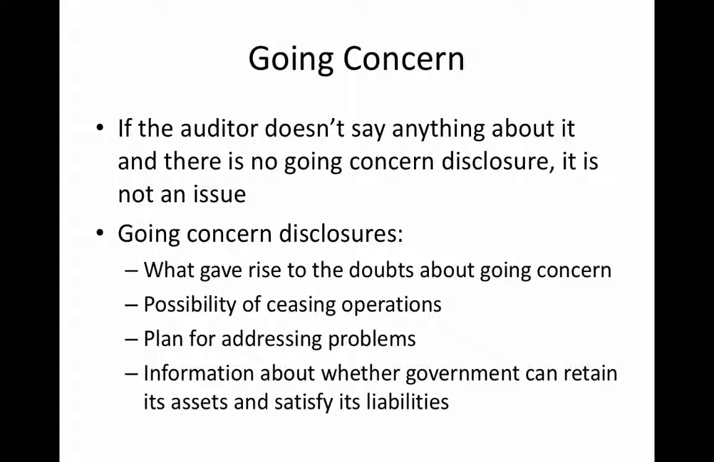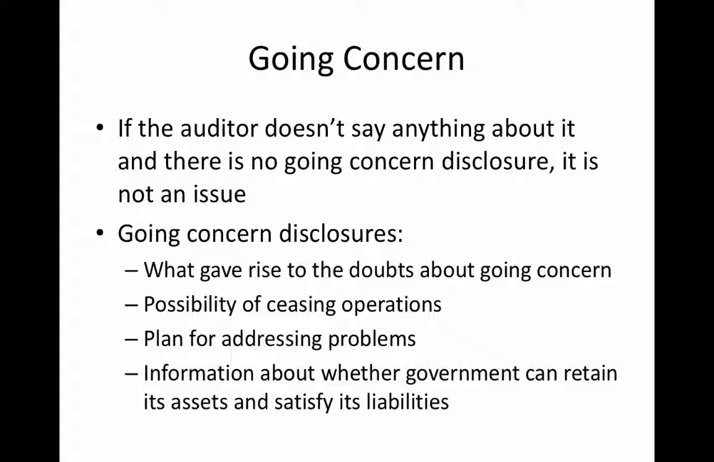And generally, the auditor will then look at that and they'll discuss it. Most of the time, obviously, this is not an issue. And if the auditor doesn't say anything about it and there are no disclosures about going concern, then you know that they concluded that the entity is in fact a going concern and that it's not an issue. But if they conclude that there may be some possibility that the government is not a going concern, then the government will make disclosures, and you will see something about it in the auditor's opinion, but the government will disclose what it was that led the government to conclude that it might not be a going concern.